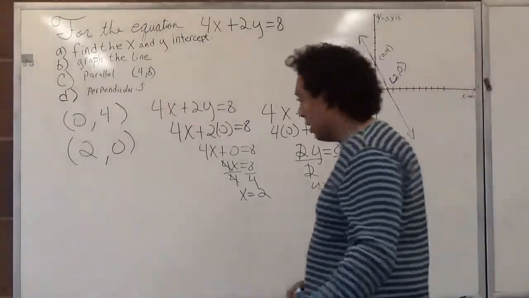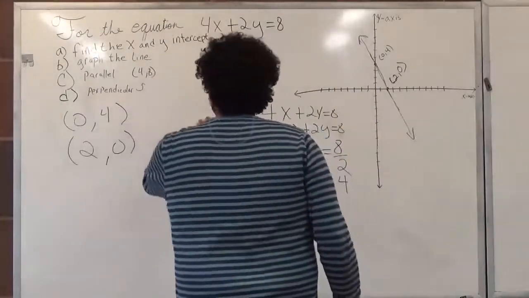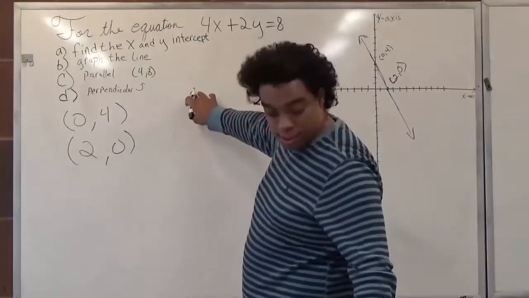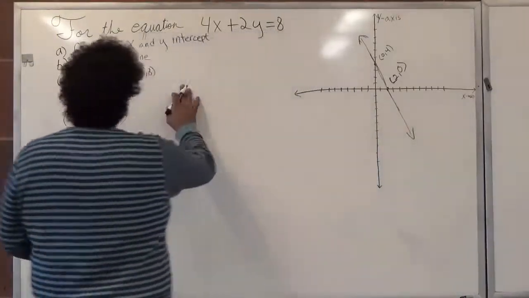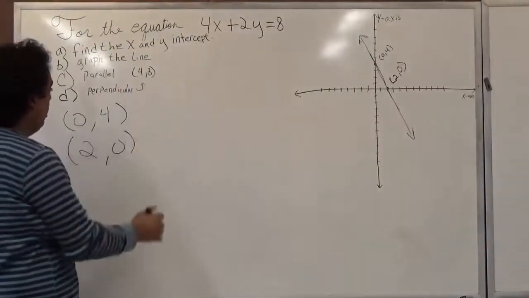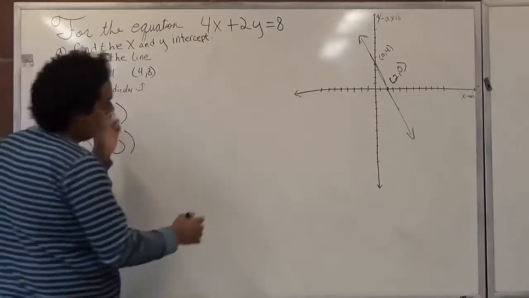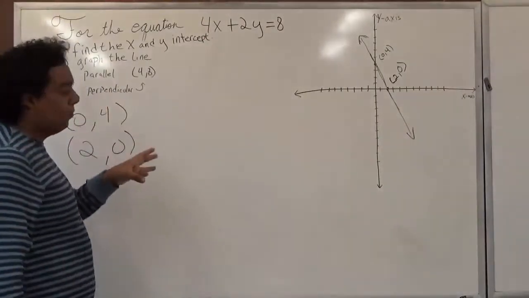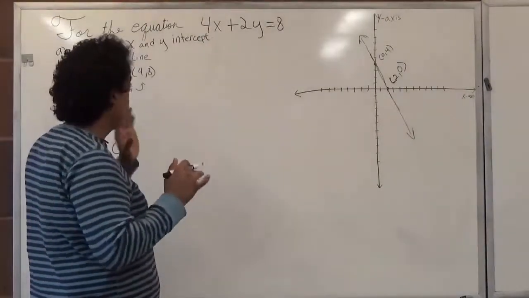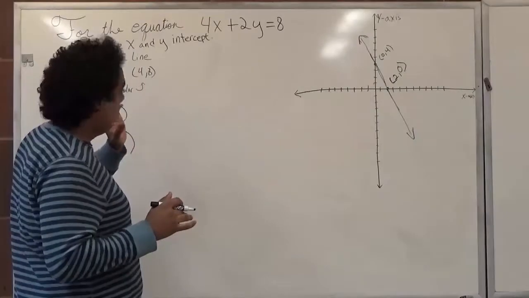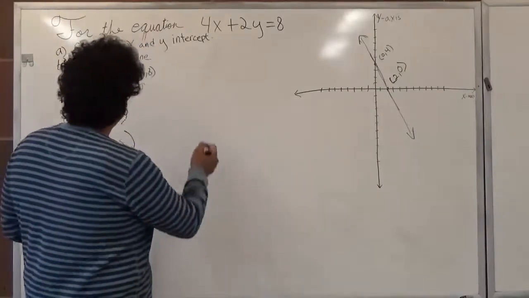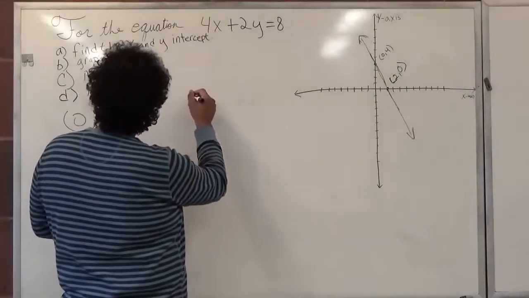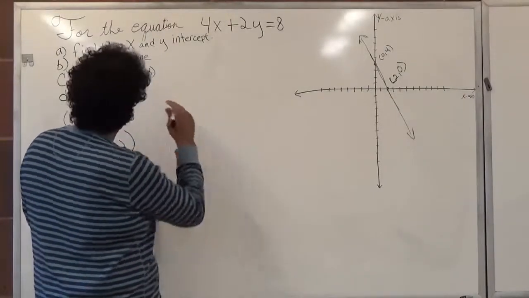Let's work now on finding a parallel line that passes through 4, 8, and then afterward we'll work on the perpendicular. So for a parallel line, we know that the slope has to be the same as the other line. So let's figure out our slope for this line. You could either do, there's 2 ways to do it.